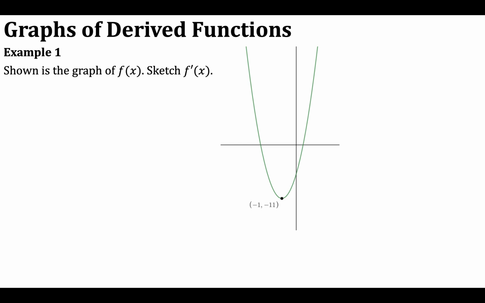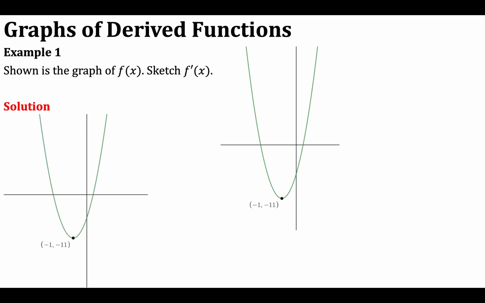The first one, shown is a graph of f of x, sketch f dashed of x. I'm just going to examine this graph more closely. I have a turning point here, -1, -11. Like I've said already, turning points on the graphs of f of x become roots when we sketch f dashed of x. That's because the gradient of a turning point is 0. So that becomes a root, and you can see here that's become -1, 0.